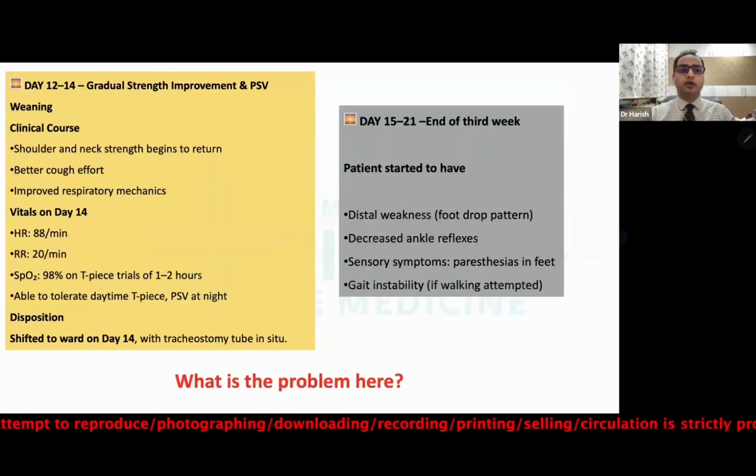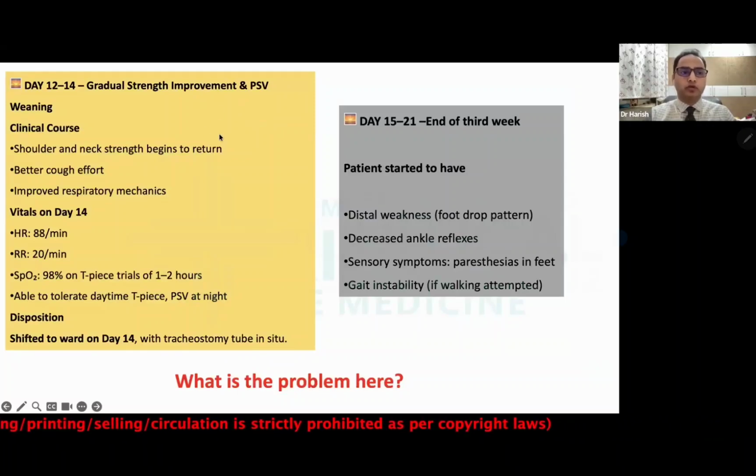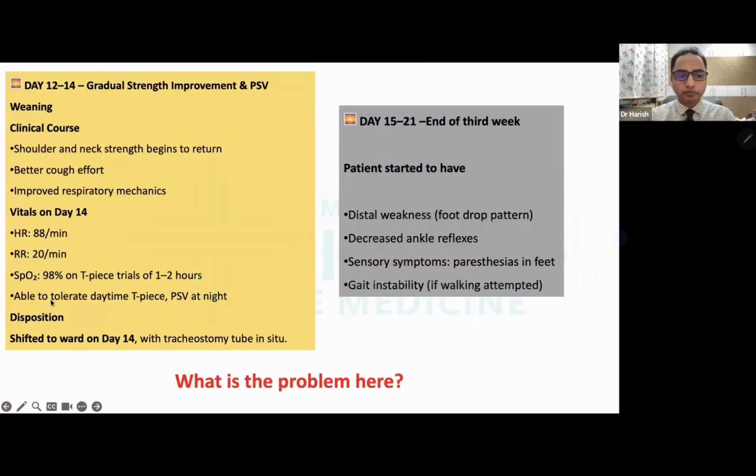So day 12 to day 24, there is gradual strength improvement and pressure support weaning has been put. In the clinical course, shoulder and neck strength begins to return, with better cough effort and improved respiratory mechanics. Vitals on day 14: heart rate 88, respiratory rate 20, saturating around 98% on T-piece. On 1 to 2 hours of the T-piece trial, he was able to tolerate it. We electively put him back on pressure support in the night. He was shifted to the ward on day 14 with the tracheostomy tube in place.